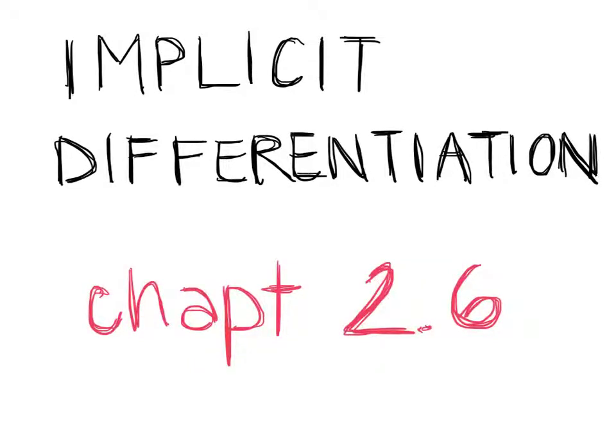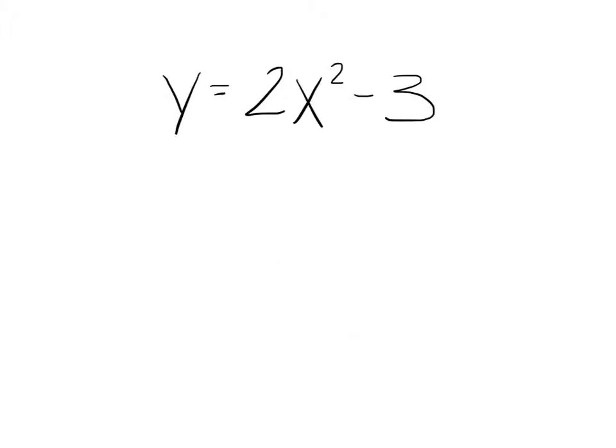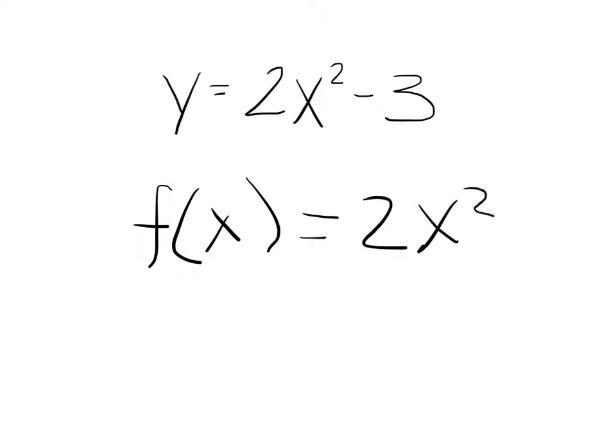Our objective in this section is to find derivatives of functions that are given in implicit form. If we have an equation such as y equals 2x squared minus 3, we sometimes say that it is an explicit function of x, since we can write y equals f of x with f of x equaling 2x squared minus 3.